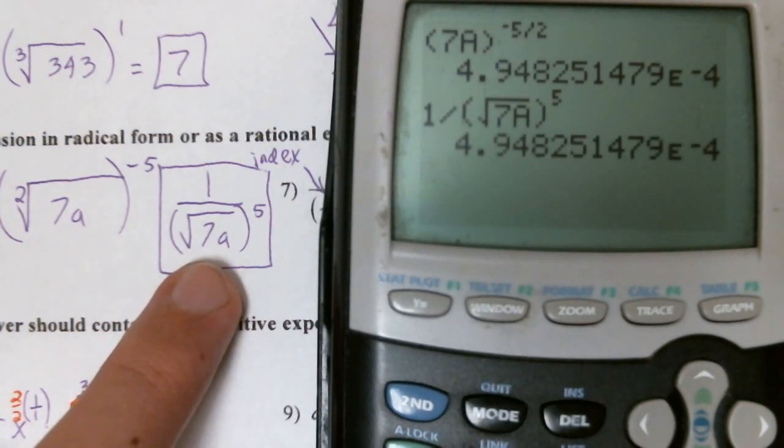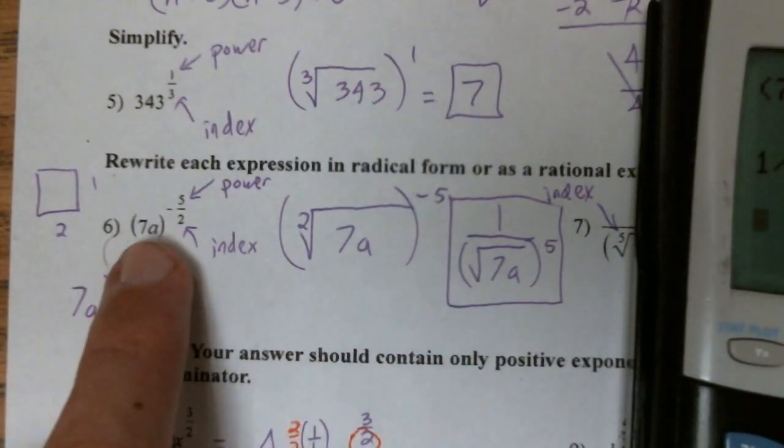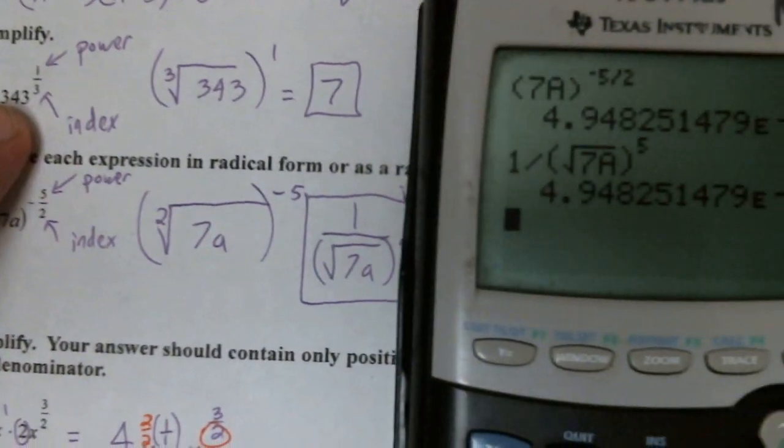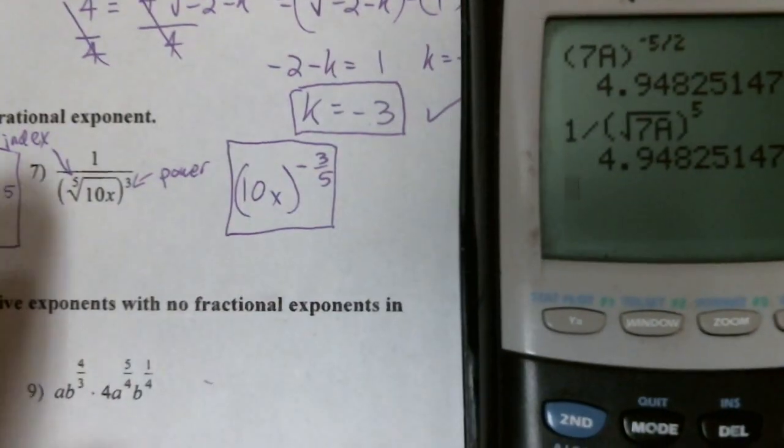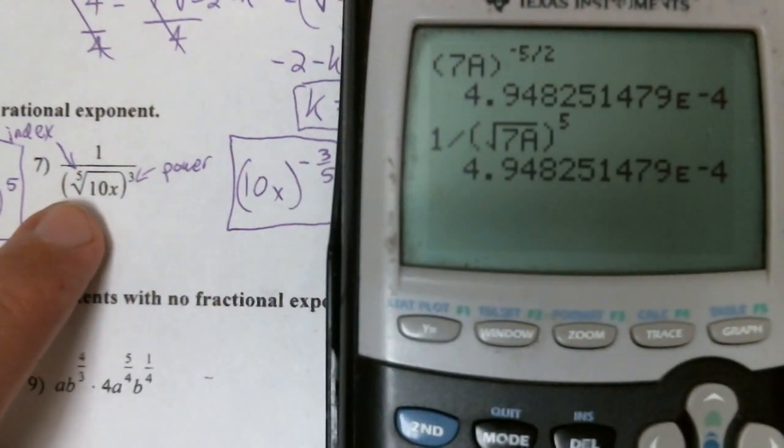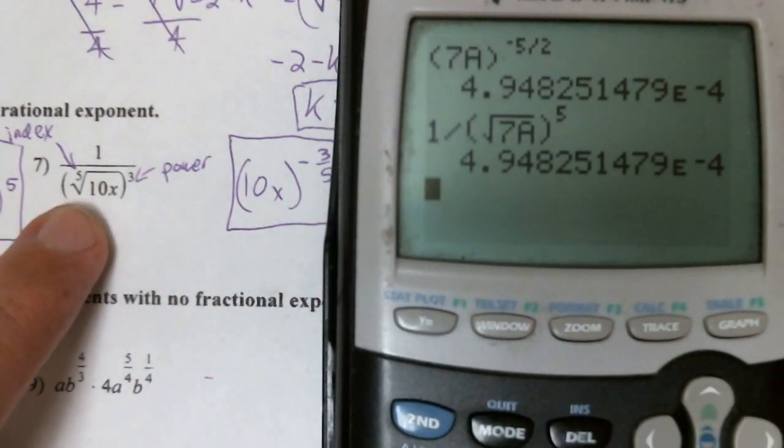And you can see that the numbers match. So that confirms that this is the same thing as this. Okay, I can do the same thing on the next one. Now this one's actually a little bit trickier. How do I do the 5th root?